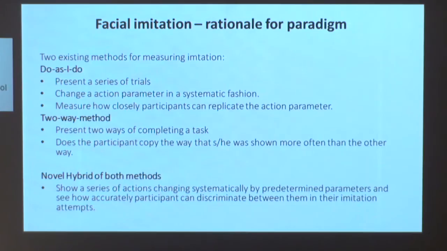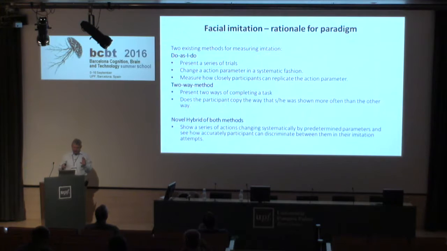Now, there's two existing methods for measuring imitation, as I said to you earlier. One usual way is the do-as-I-do method, where you present a series of trials and you say, right, copy. You can change the character of the action that you present, and you can then measure how well people can replicate the particular thing which you varied.